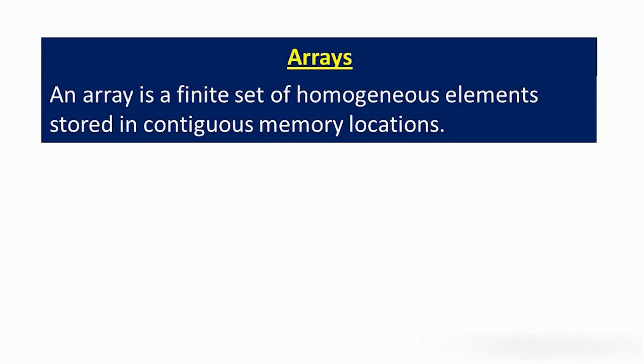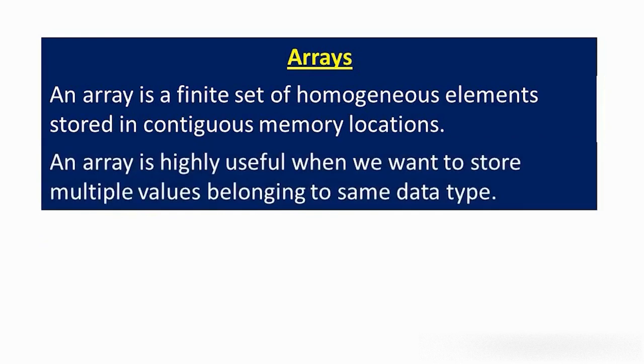And you should be aware that all these elements are stored in contiguous memory locations. I mean to say, the elements will not be stored in a scattered manner. They will be stored in a chain-like structure. So hence I am saying that they will be stored in contiguous memory locations. An array is highly useful when we want to store multiple values belonging to the same data type.